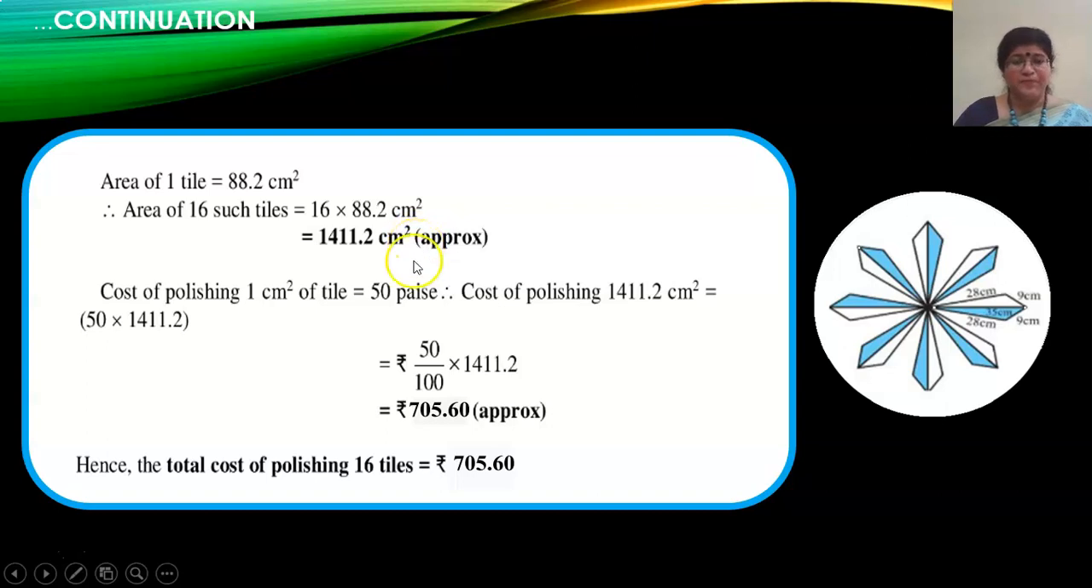And the cost is 50 paise. So for 1411.2 centimeters square of tile, how much you will have to pay. So this is the value, 705 rupees and 60 paise.